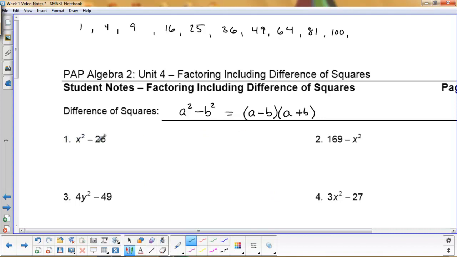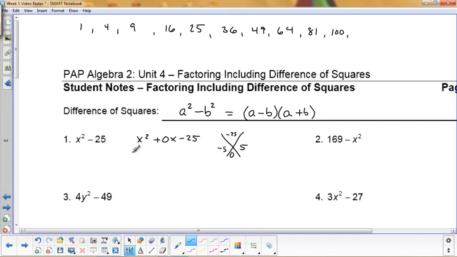I have a trinomial here. You'll notice that the x term is missing. Well, if the x term is missing, then we can rewrite it as x squared plus 0x minus 25. Then I'm going to employ that same strategy that I used in the prior video. Negative 25 goes here and 0 goes here. What two numbers multiply together make negative 25 and add up to 0? Well, that's negative 5 and positive 5.